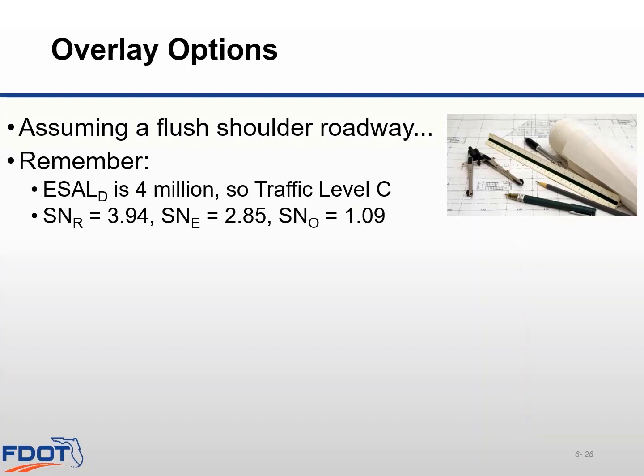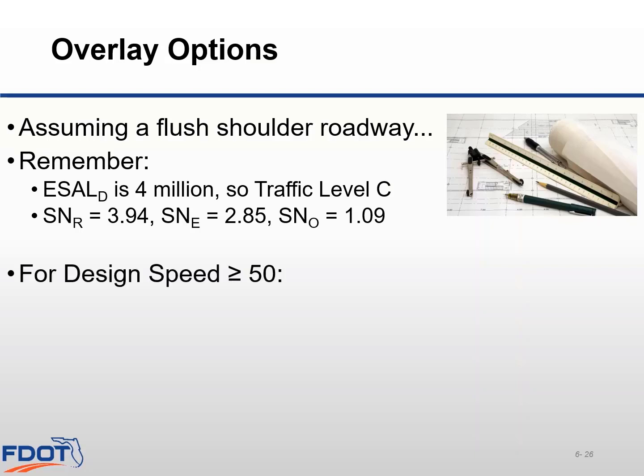So we previously determined that our overlay thickness needed to be 2.5 inches, but let's see how using open graded friction course might change things a little bit. Remember, that's 2.5 inches of structural value that we calculated, and open graded friction course does not provide any structural value, but it does add to our overall thickness. So let's take a look.